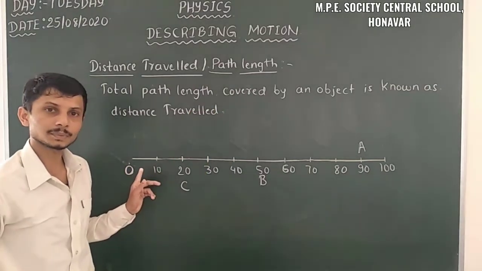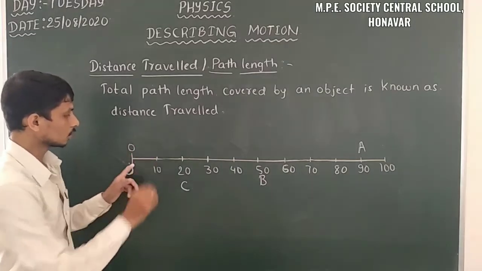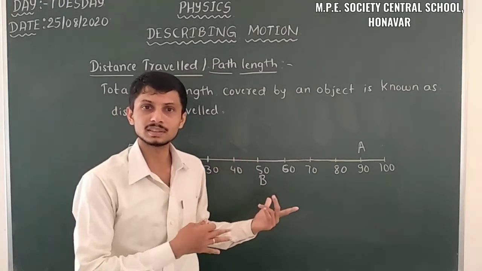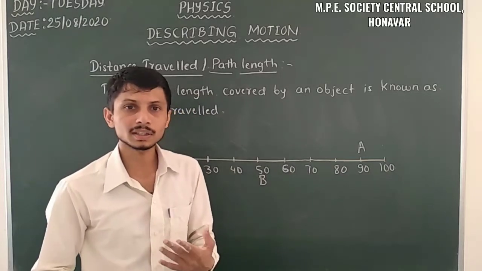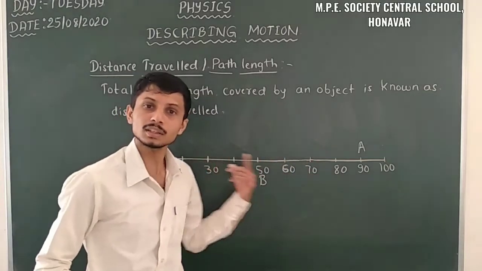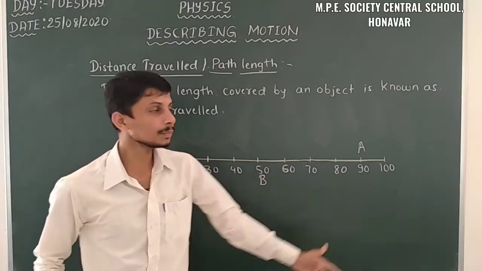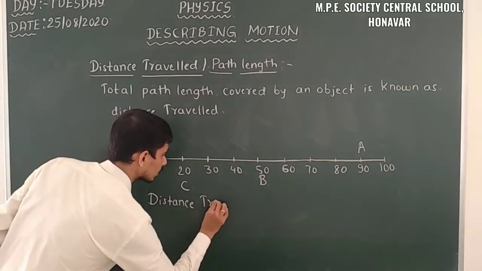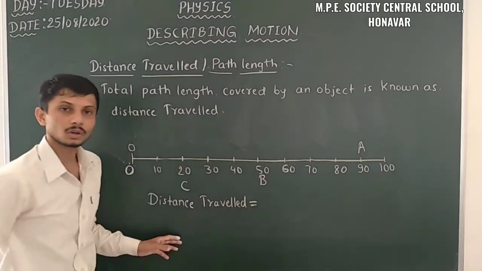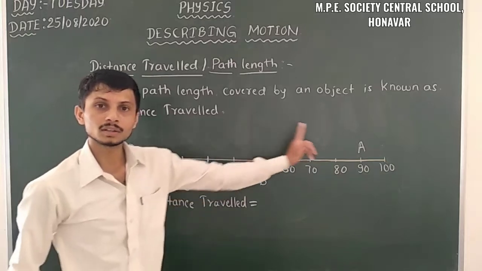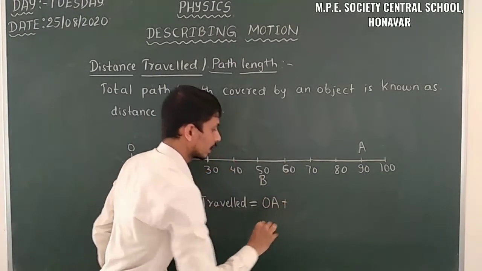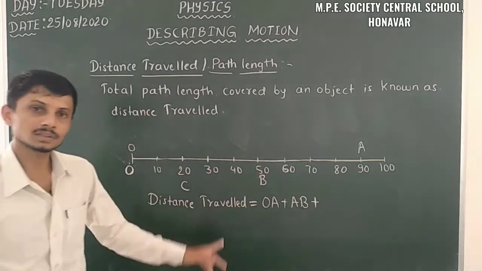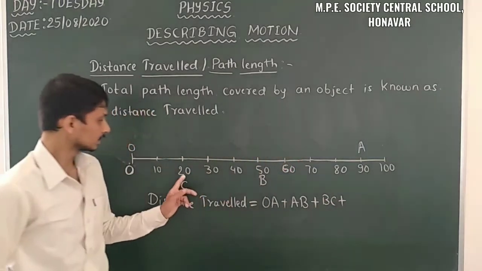Look here. The object starts from the point O, then comes to the point A, then to the point B, then to the point C. Whatever the journey, this is not restricted to motion along a straight line. We have to take the total distance traveled during this journey. So the distance traveled is equal to OA, plus AB, plus BC, plus finally CA.